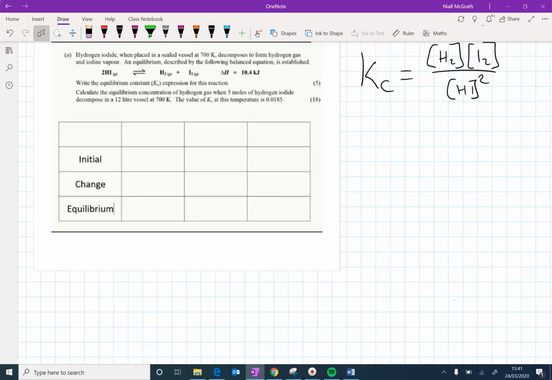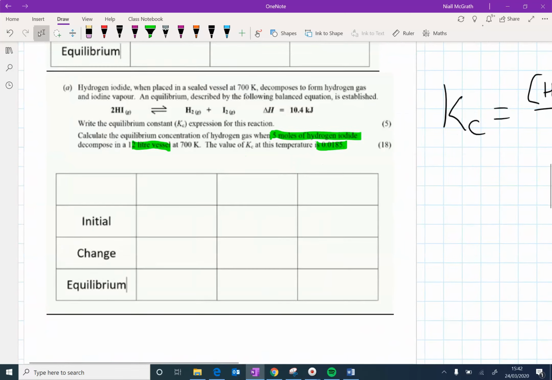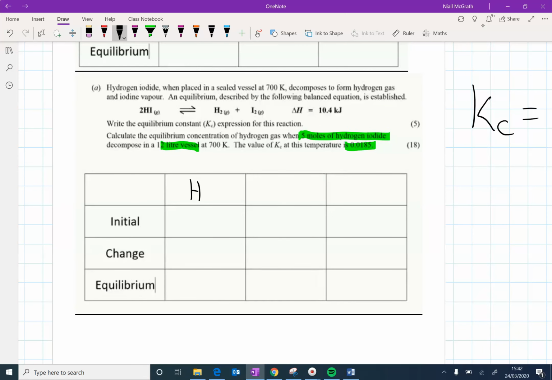Square brackets again important, indicating concentration. Second part of the question then, calculate the equilibrium concentration of hydrogen gas when 5 moles of hydrogen iodide decompose in a 12-litre vessel. The Kc value is 0.0185. Okay, so if we try and fill in our table first, we've hydrogen iodide, we've hydrogen, and we've iodine. Initially we have 5 moles of hydrogen iodide, we have no hydrogen, and we have no iodine.